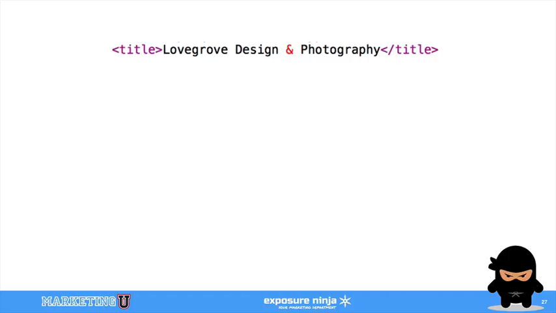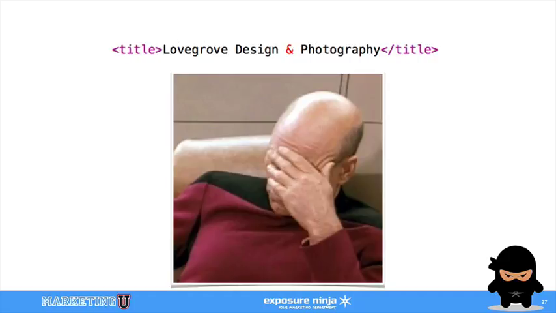Thirdly, the brand name is at the start, Lovegrove. We should get that at the end. It's not the most important thing. The most important thing is showing up for the keyword that they want to show up for. There's no mention of location. There's no mention of any specific benefits. Nothing really at all. So that's a very poor page title.